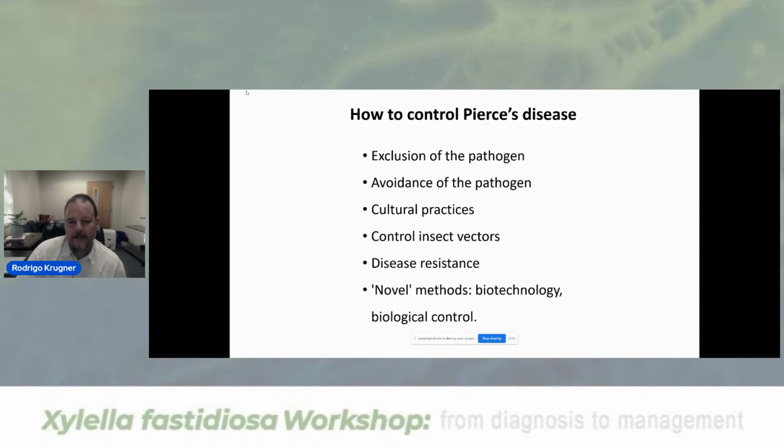Avoidance of the pathogen. So if someone knows that there's a high population of vectors next door, they may avoid planting grapes in that area, which is complicated because if you do plant your vineyard, the next year someone is going to remove the almond crop and then they're going to plant a citrus crop or something that can host large numbers of insects.